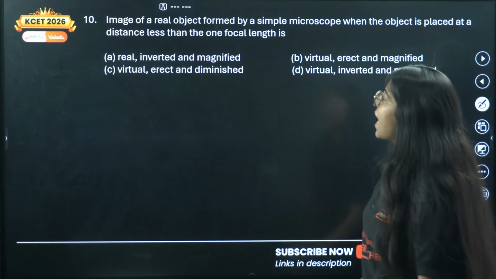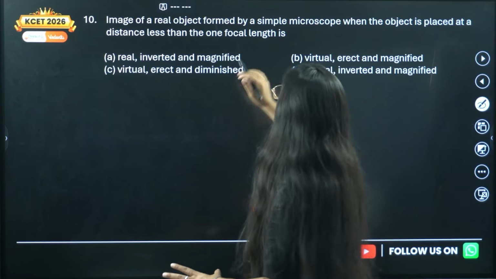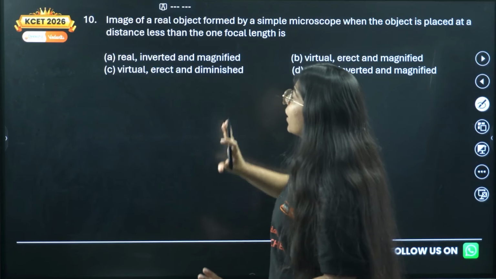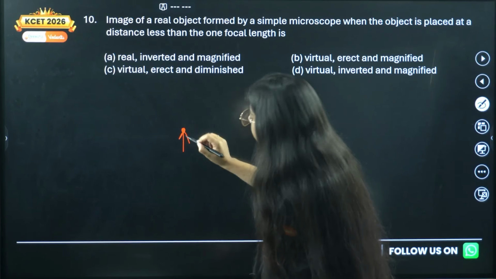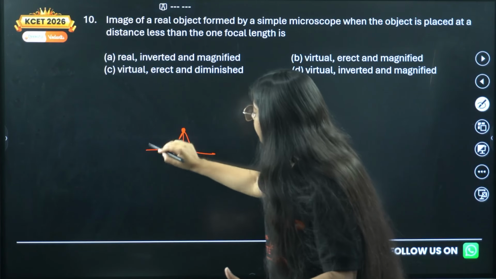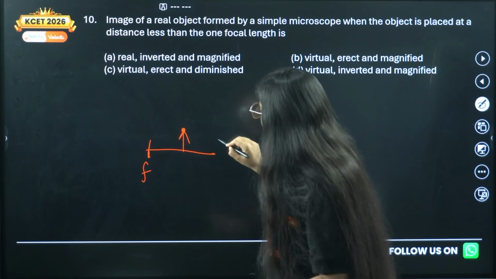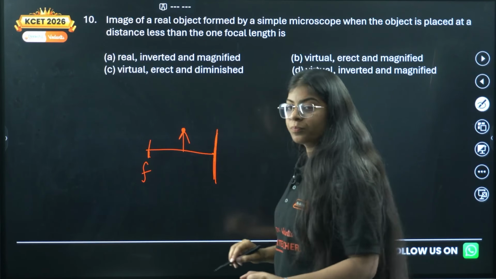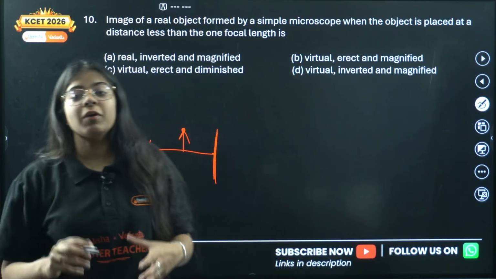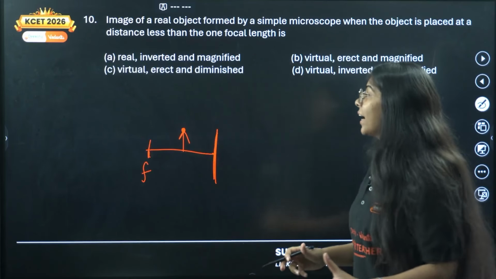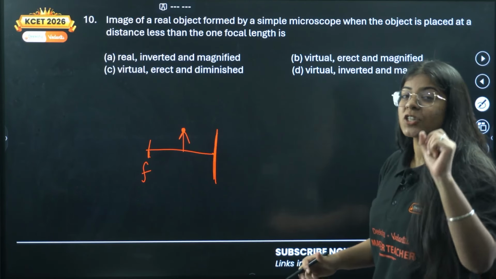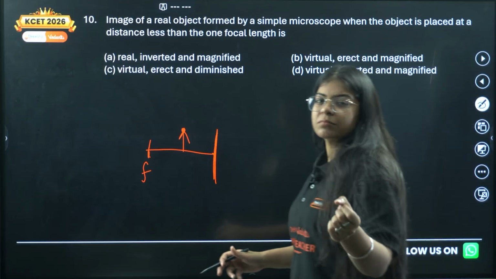Next question. Image of a real object formed by a simple microscope when the object is placed at a distance less than the focal length. Now I have a simple microscope, and our object is placed between the focal point and that microscope. So what kind of image will be formed? Can you tell me? Write down in the comment section. I'll give you 5 seconds.